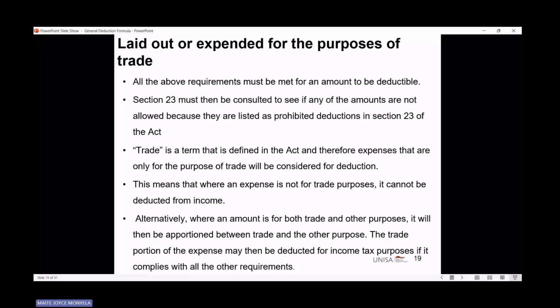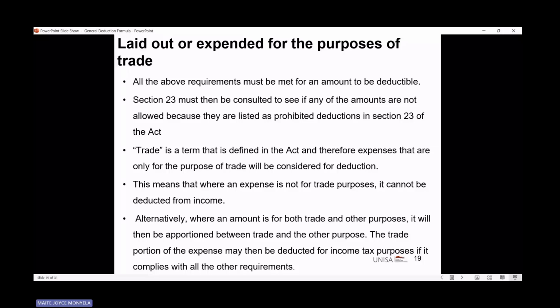So Section 23 must then be consulted. You need to go to Section 23, especially for employment. Remember, employment is defined as a trade and also qualifies as a deduction under Section 11A.